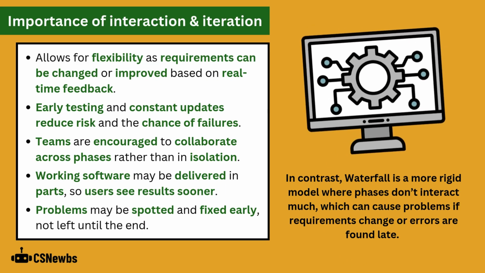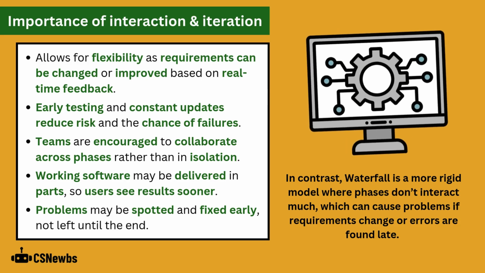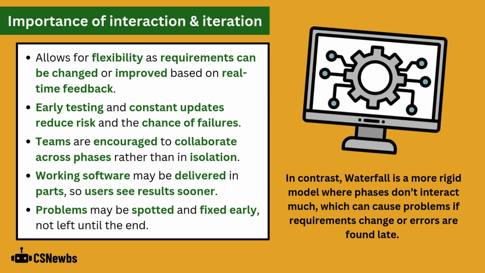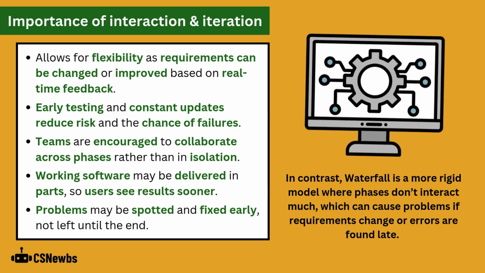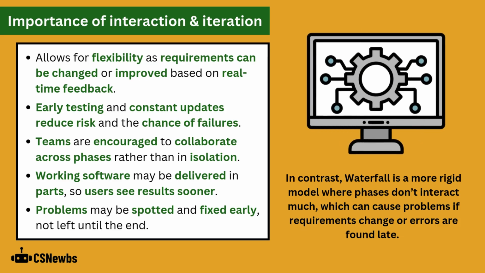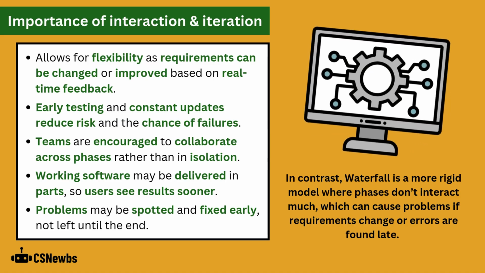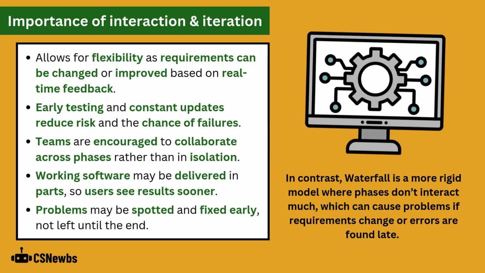Interaction between phases and iteration is important as it allows for flexibility as requirements can be changed or improved based on real-time feedback. Early testing and constant updates reduce risk and chance of failures. Teams are encouraged to collaborate across phases rather than in isolation. Working software may be delivered in part so users can see results sooner, and problems may be spotted and fixed early and not left until the end, in contrast to a more rigid system like the waterfall model.